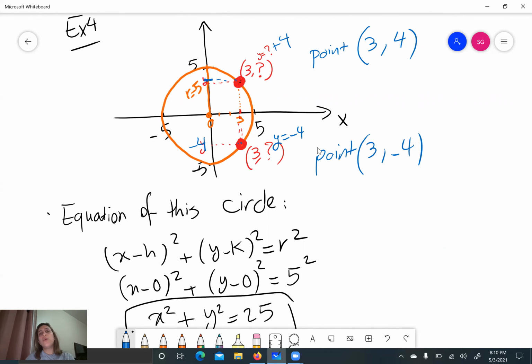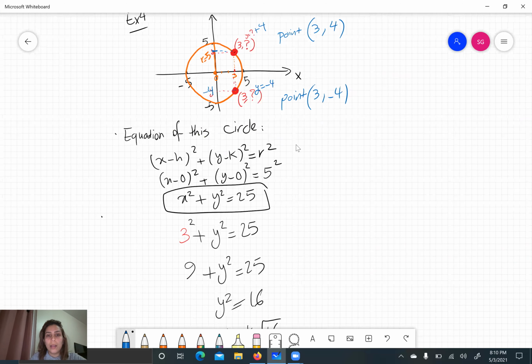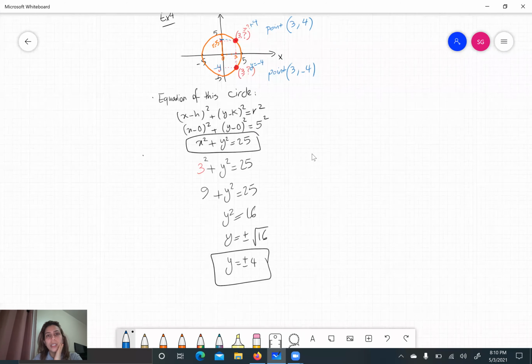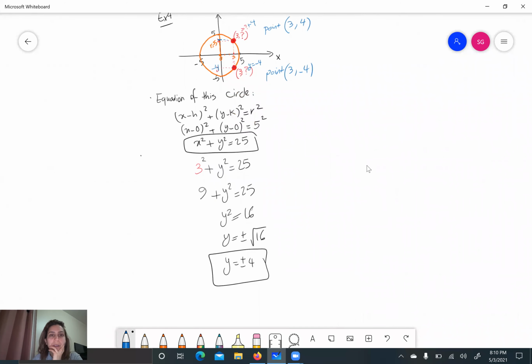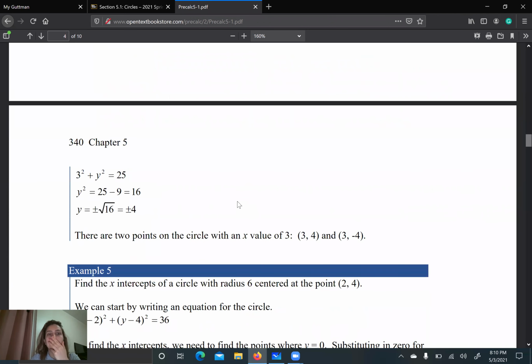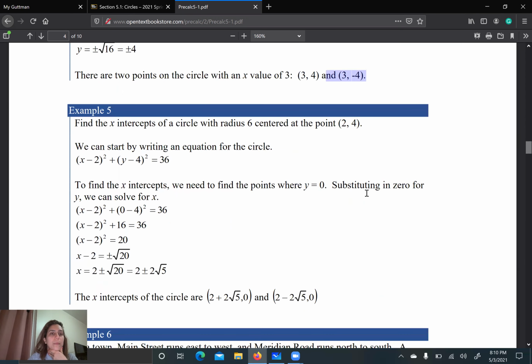So there are 2 points on this circle with the same x value. That's why a circle is not a function. As you can see, for one input value, the input value of 3, you get 2 output values. So that's why this is not a function. It's not unique. But anyway, we have the equation and we can calculate the corresponding y value for a given x value. So there are 2 points on the circle with x value of 3: (3, 4) and (3, −4).